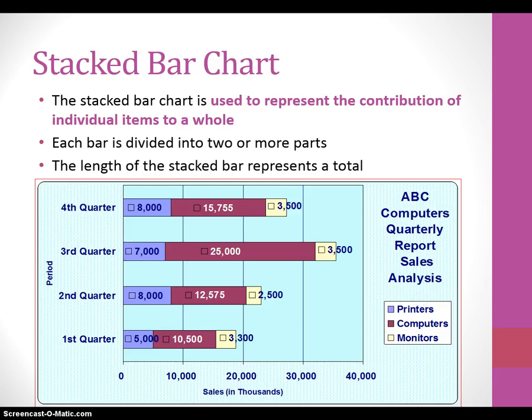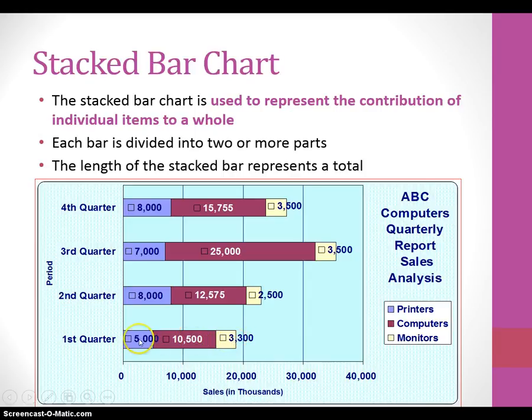A stack bar graph is representing a part to a whole. So what this is saying here is in the first quarter, this whole thing is talking about sales, okay? The ABC Computers quarterly sales. But then this is broken down to different parts. You have the printers, then you have the computer section, and you have the monitor section. So in the first quarter, printers sold 5,000. They made $5,000 worth of sales of printers, 10,500 computers, 3,300 in monitors.